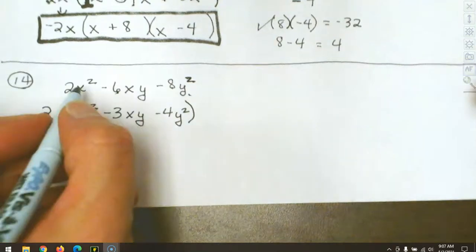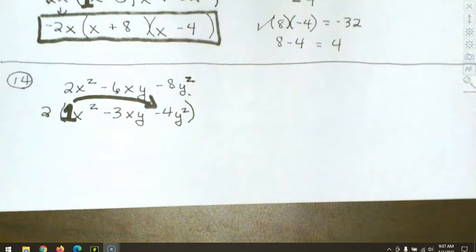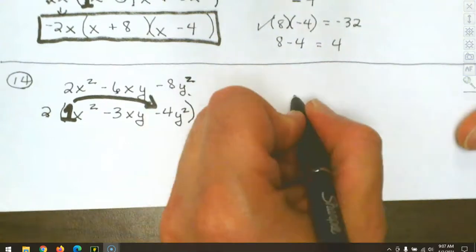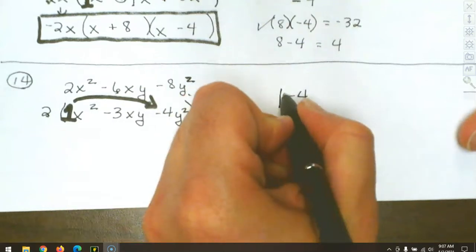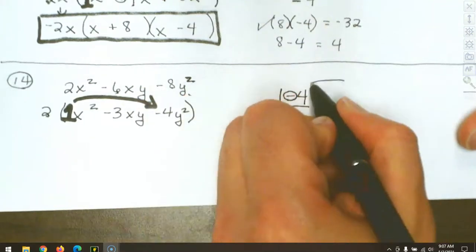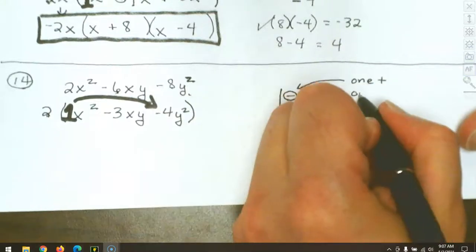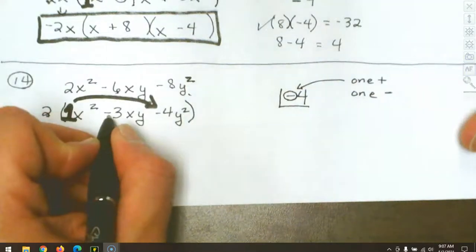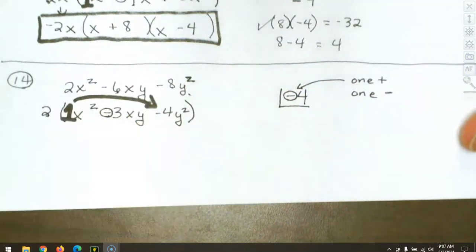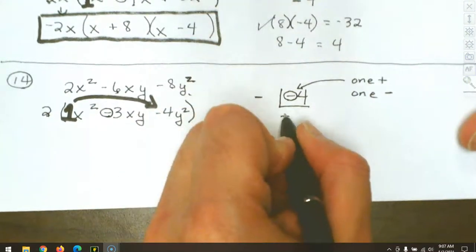Now we've got 1 times negative 4, and 1 times negative 4 is a negative 4. This is negative, so what do we know about the signs? One number is positive, one number is negative. We look in the middle, and that tells us our largest sign. So the middle is negative, so the larger sign is negative, smaller sign is positive.